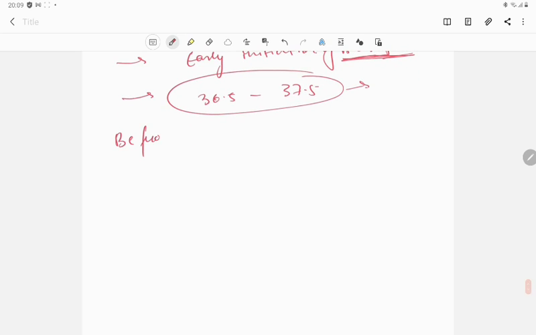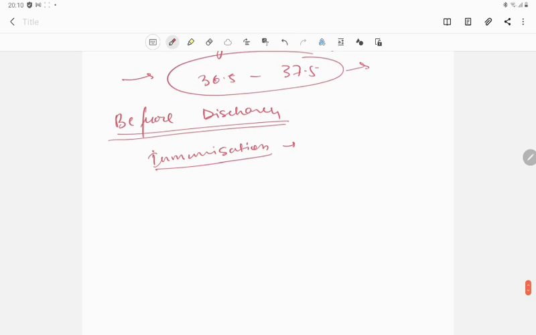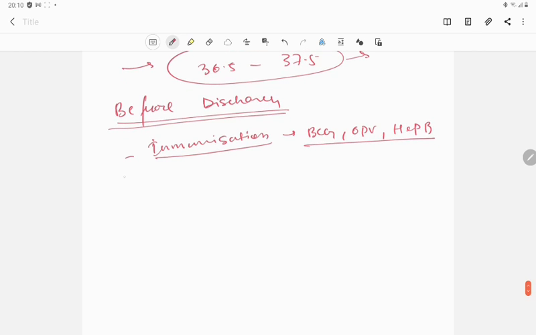And before we discharge the baby, we do the immunization. What are the immunizations that we are going to give just after the baby is born? BCG, OPV, hepatitis B. These are the 3 vaccines that we are going to give, right?